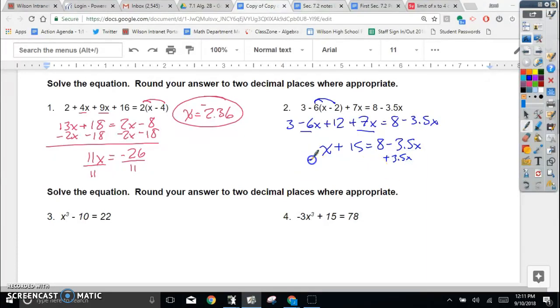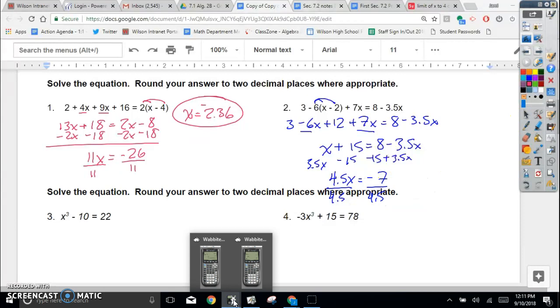I'm going to move my 3.5x over. I'm going to subtract my 15 over. So all I'm going to have here is 4.5x. And 8 minus 15 will give me negative 7. So we're dividing by 4.5. So let's figure out what negative 7 divided by 4.5 is.